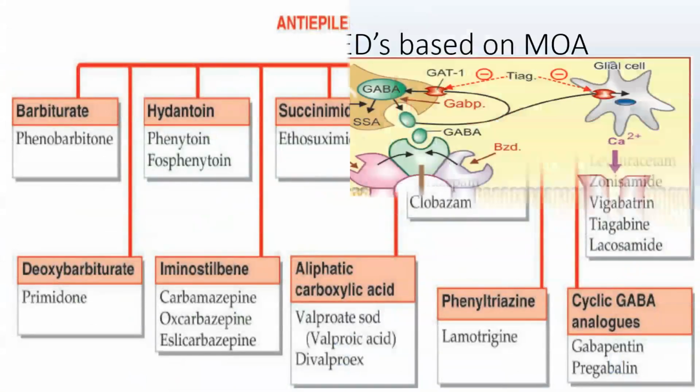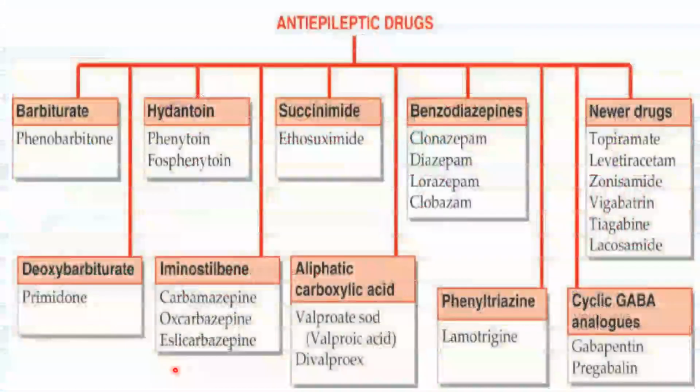Anti-epileptic drugs are classified into barbiturates, deoxybarbiturates like primidone, hydantoins like phenytoin and fosphenytoin, iminostilbenes like carbamazepine, oxcarbazepine, and eslicarbazepine, succinimides like ethosuximide, aliphatic carboxylic acids like valproate sodium and divalproex, benzodiazepines like clonazepam, diazepam, lorazepam, clobazam, phenyltriazines like lamotrigine, cyclic GABA analogs like gabapentin and pregabalin, newer drugs like topiramate, levetiracetam, zonisamide, vigabatrin, tiagabine, and lacosamide. Today, we are going to talk about phenytoin.